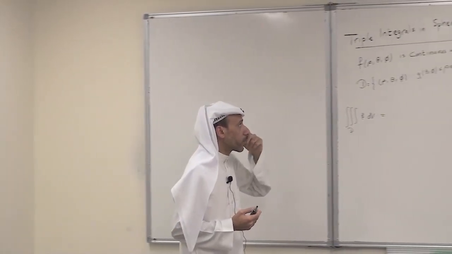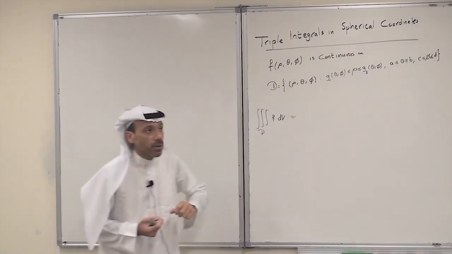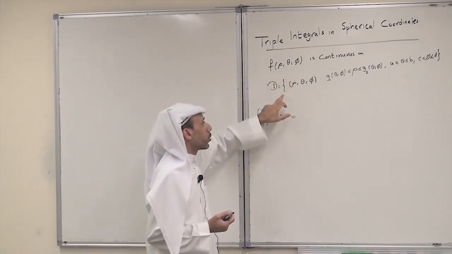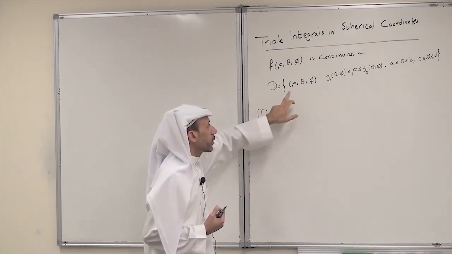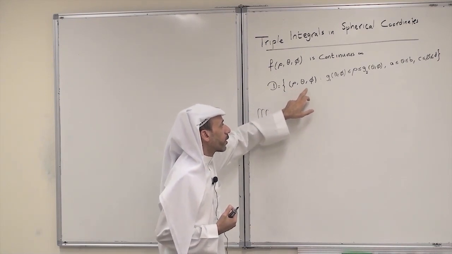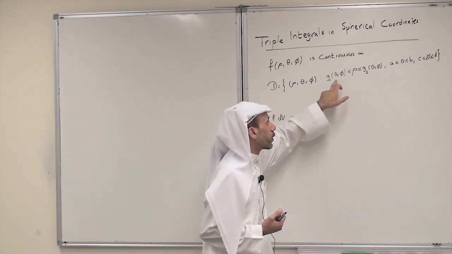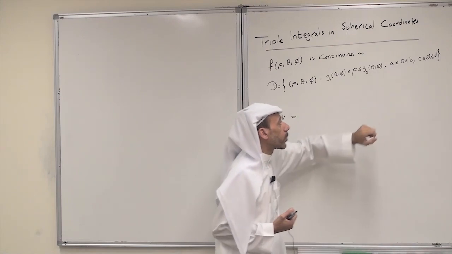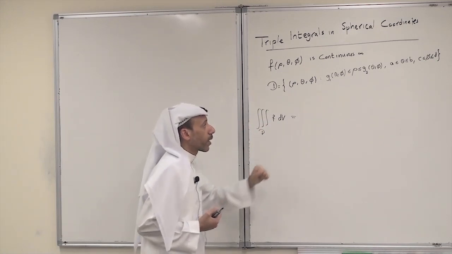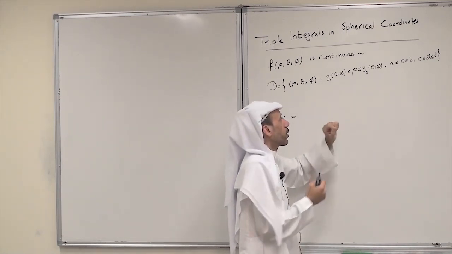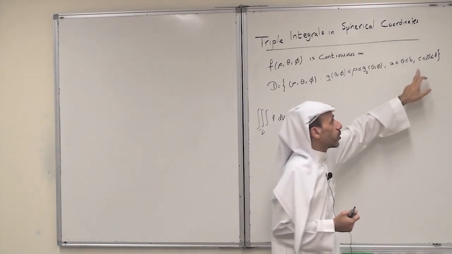So here in spherical coordinates, the function will be a function of rho, theta and phi. Let's assume that this function is continuous in the following solid in 3-space. The set D consists of the points (rho, theta, phi) with the following description: rho between two surfaces, G1(theta, phi) and G2(theta, phi), so here rho will be a function of theta and phi; the angle theta between A and B, and the angle phi between C and D.